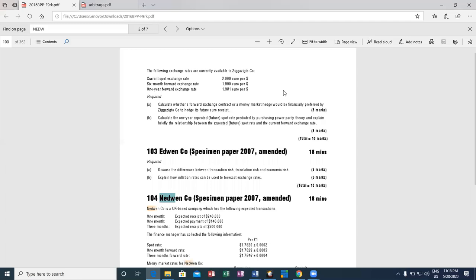Now, ladies and gentlemen, if you look at part B, I want us to do part B. They want us to calculate the 1 year expected future spot rate predicted by the purchasing power parity theory, and explain briefly the relationship between the expected future spot rate and the current forward exchange rate. So I would want to give you just 1 minute to try that question. And of course, the very best thing you can do, because it's triple P, you write down the formula and then you ask us to bring the question on your screen.